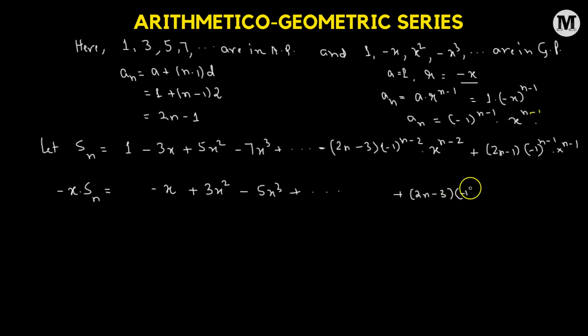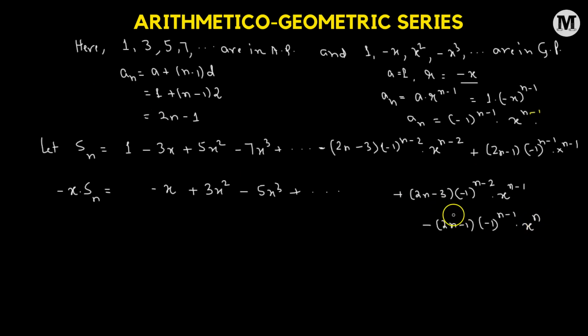multiplied to negative 1 raised to the power of n minus 2 multiplied to x raised to the power of, now we have x multiplied with x raised to the power of n minus 2. So using the law of exponents, we can change it to x raised to the power of n minus 1. Then coming to the last term, we are going to multiply it with x. That gives us negative 2n minus 1 times negative 1 raised to the power of n minus 1 times x raised to the power of n.